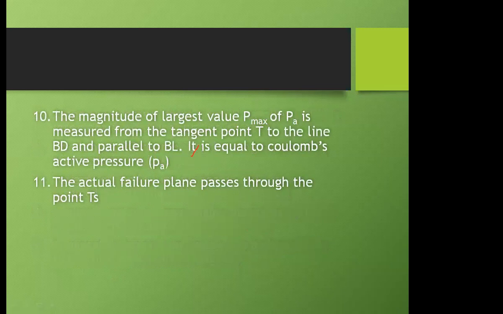The magnitude of the largest value, P max of PA, is measured from the tangent point to the BD line, or the weight line, okay? It is equal to the Coulomb's active earth pressure. Whatever P max value we obtain from the graphical procedure of Coulomb, it is equal to the PA of Coulomb, okay? As we said, the actual failure plane passes through the point of tangent, okay? So this is the Coulomb graphical procedure.